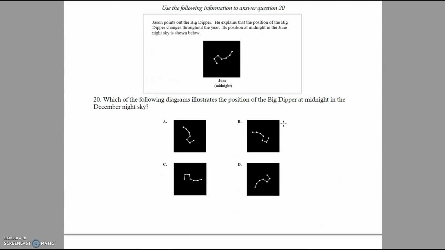Use the following information to answer question 20. Jason points out the Big Dipper. He explains that the position of the Big Dipper changes throughout the year. Its position at midnight in the June night sky is shown below. So June, midnight. Which of the following diagrams illustrates the position of the Big Dipper at midnight in the December night sky? A, B, C, or D?